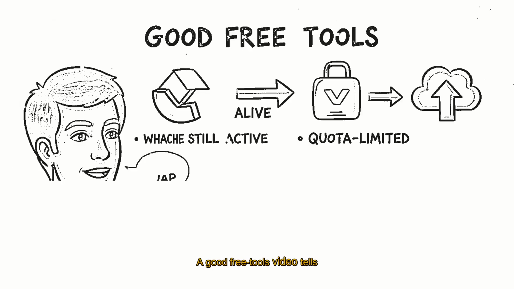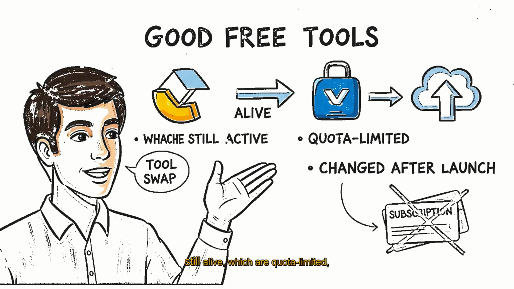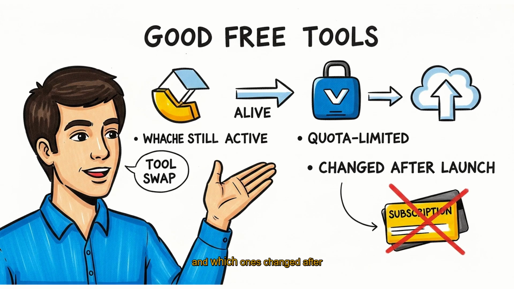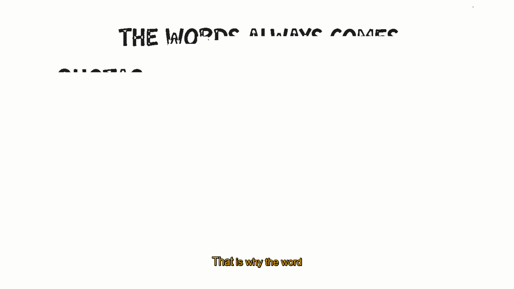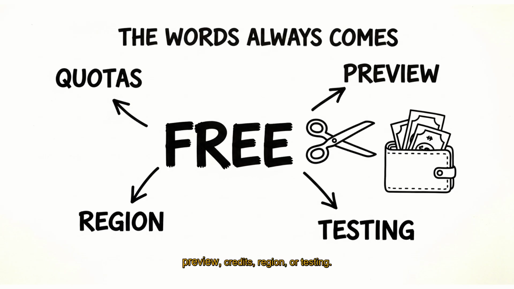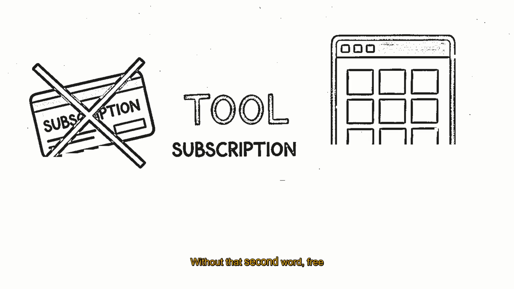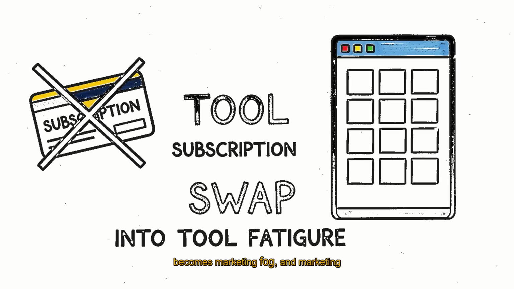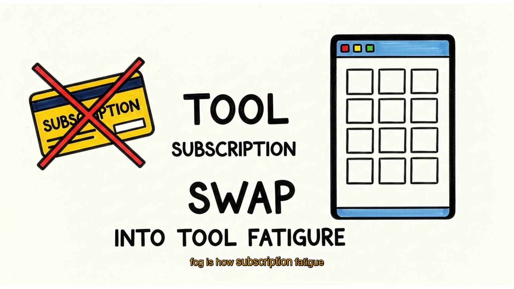A good free tools video tells you exactly which tools are still alive, which are quota limited, and which ones changed after launch. That is why the word free must always come with a second word like quotas, preview, credits, region, or testing. Without that second word, free becomes marketing fog, and marketing fog is how subscription fatigue turns into tool fatigue.